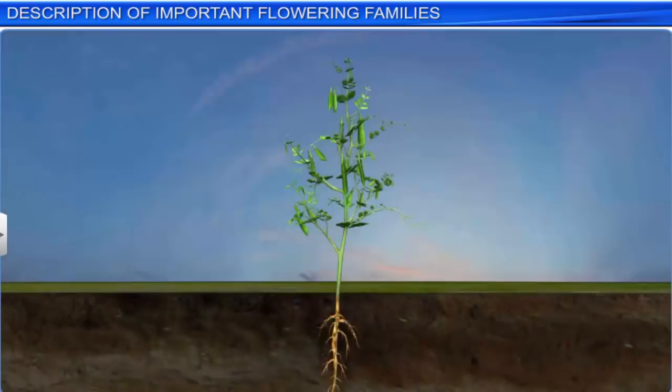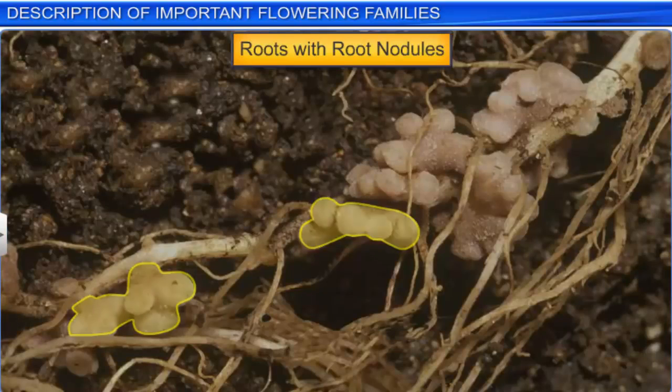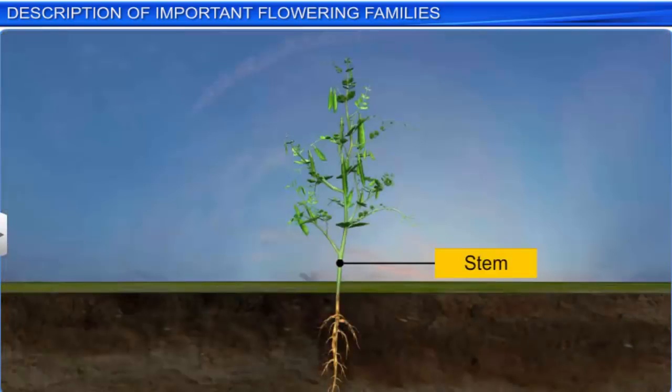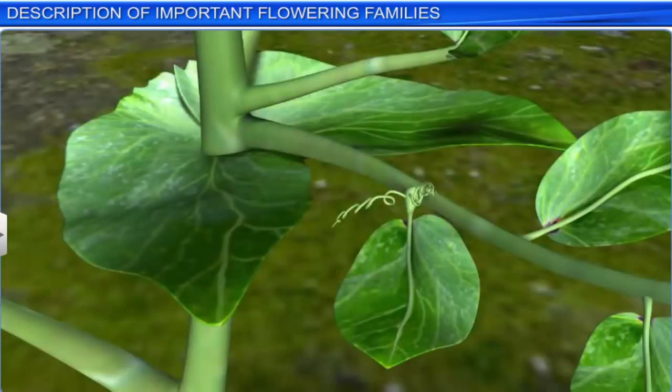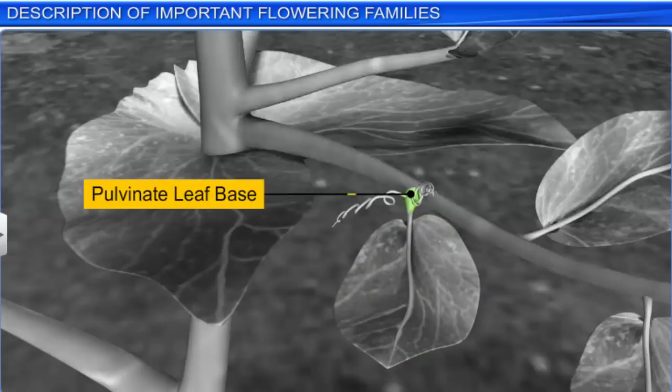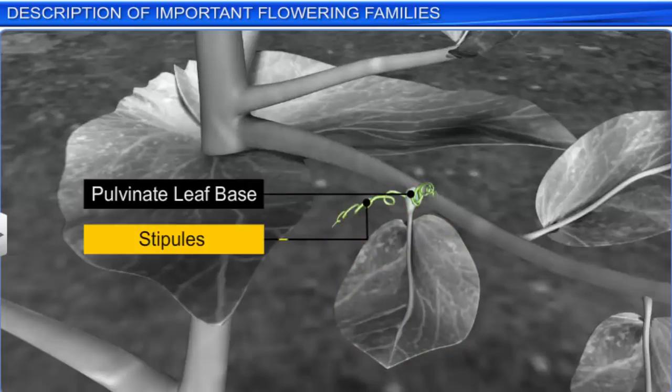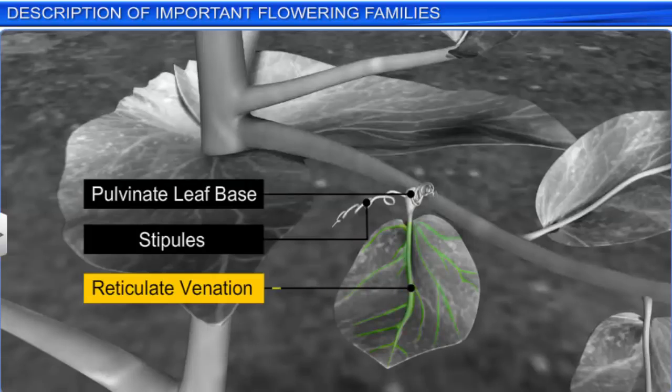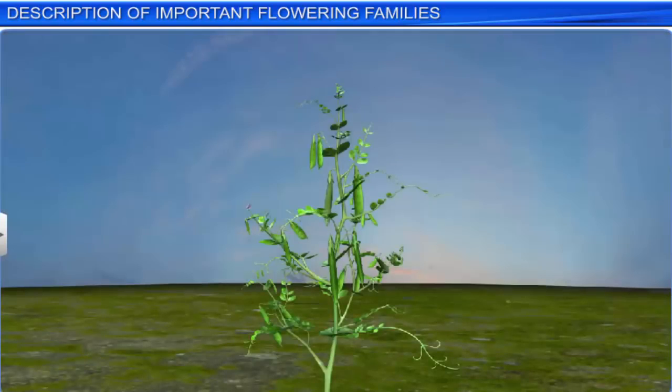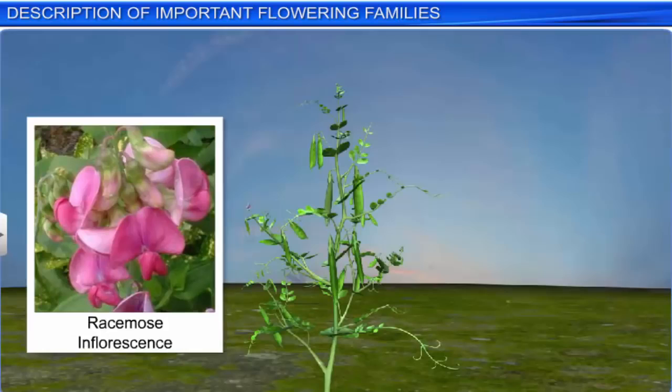The roots of these plants have root nodules, and their stems are erect or are climbers. Their leaves are alternate and may be simple or pinnately compound. Moreover, the leaf base is pulvinate with stipules, and the leaves have reticulate venation. The flowers are arranged in racemose inflorescence and are bisexual and zygomorphic.